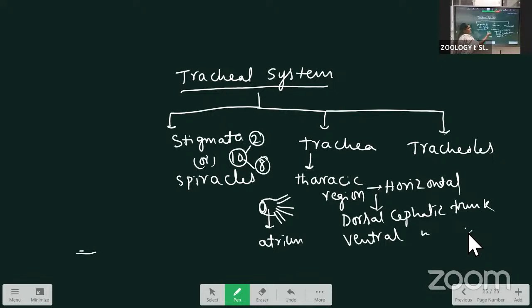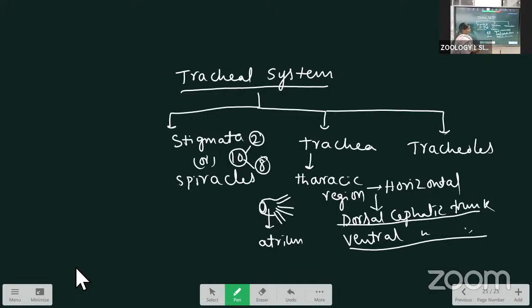In the thoracic region, the spiracles open into the trachea. These trachea are horizontal. They are interconnected, and they form 2 trunks. They are called the dorsal cephalic trunk and the ventral cephalic trunk. These 2 trunks give oxygen to the head parts. The total head part is supplied by these two trunks.